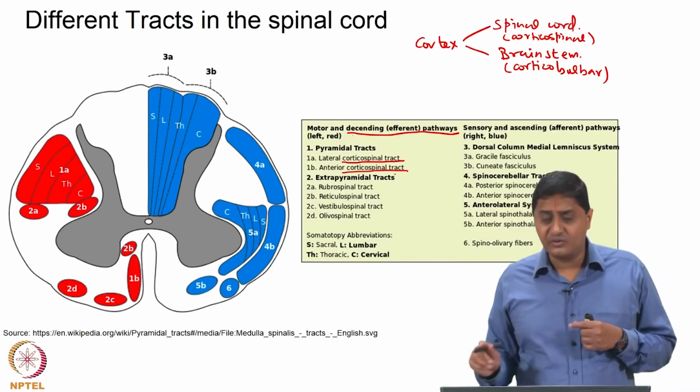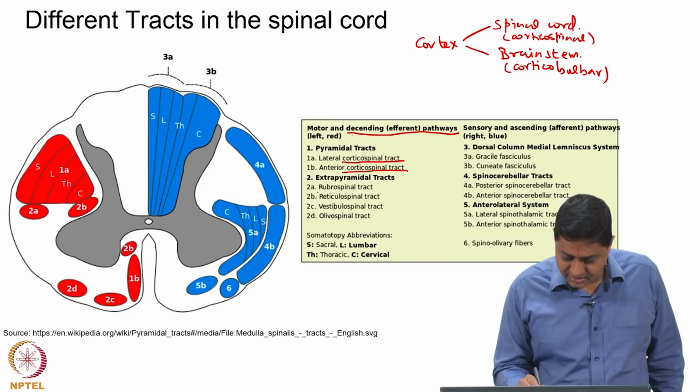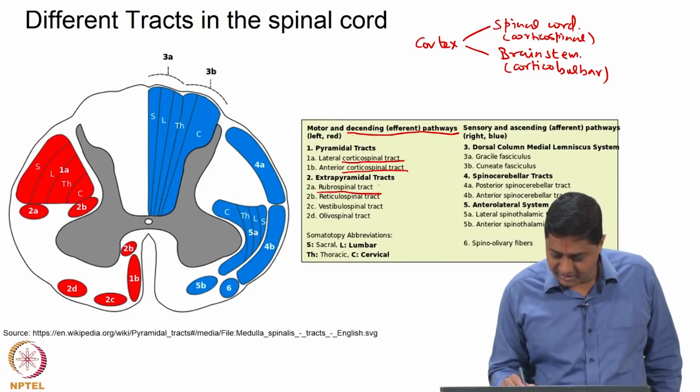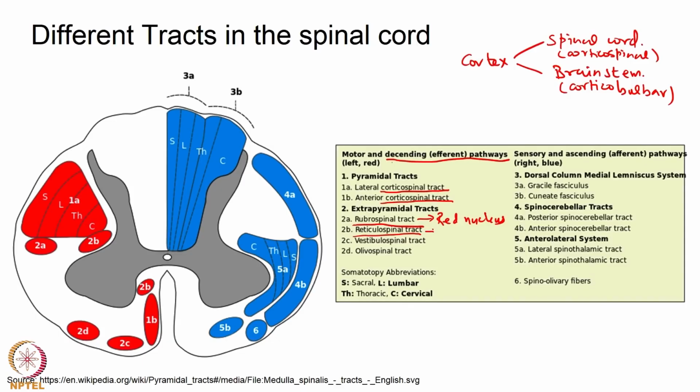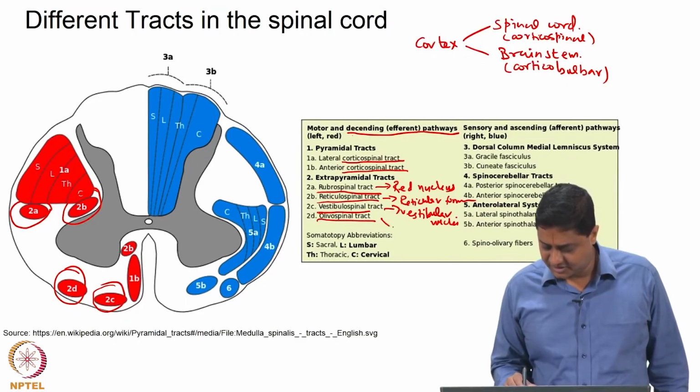Any other tract that does not include the pyramids is an extrapyramidal tract. That is the rubrospinal tract, which originates from the red nucleus, the reticulospinal tract, which originates from the reticular formation, the vestibulospinal tract, and the olivospinal tract. The vestibulospinal tract originates at the vestibular nuclei, and the olivospinal tract originates at the olives.